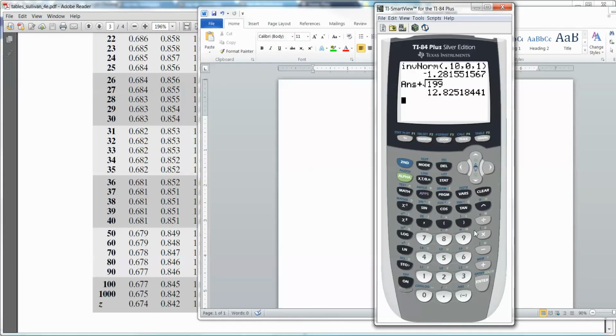Now I'm going to square that, and then I'm going to divide it by 2. And I get 82.243 or so.